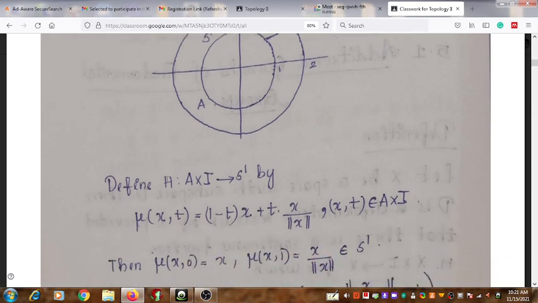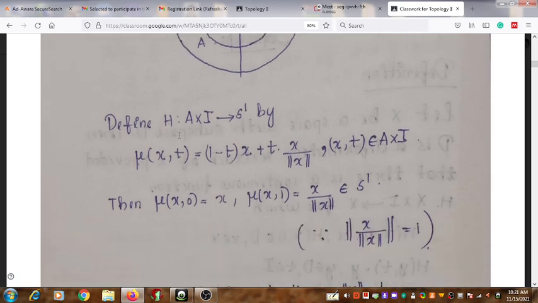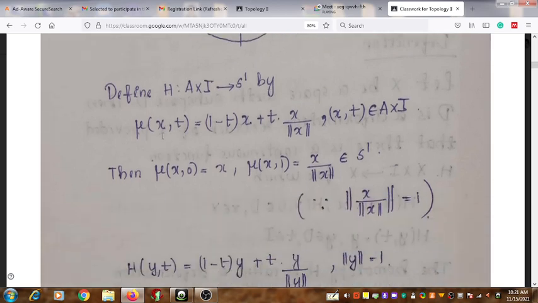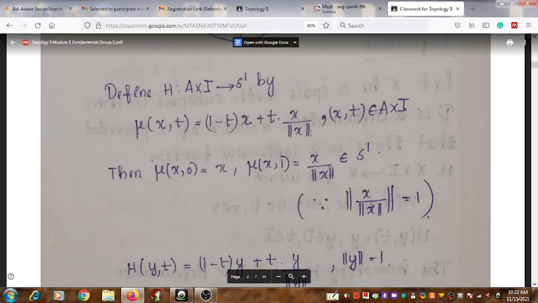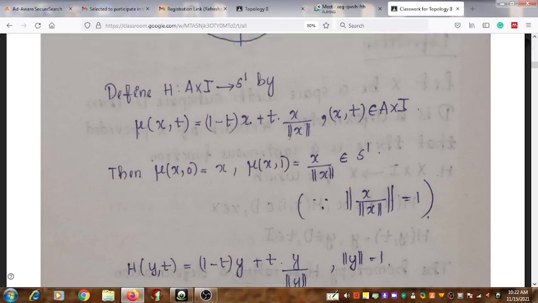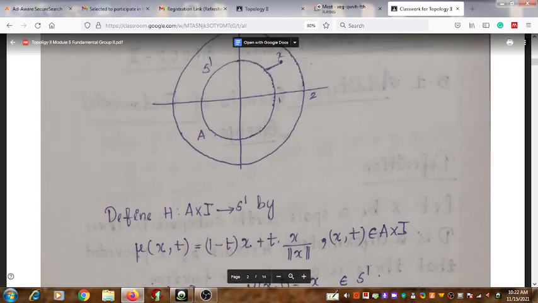We are going to define H from A cross I to S1 by using this expression: H of (x, t) equals (1 minus t) times x plus t times x divided by norm of x. By norm of x we mean the modulus of x; in the case of this point x, it is the square root of x1 square plus x2 square.